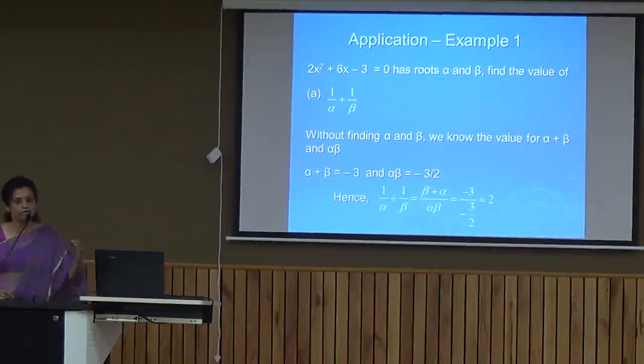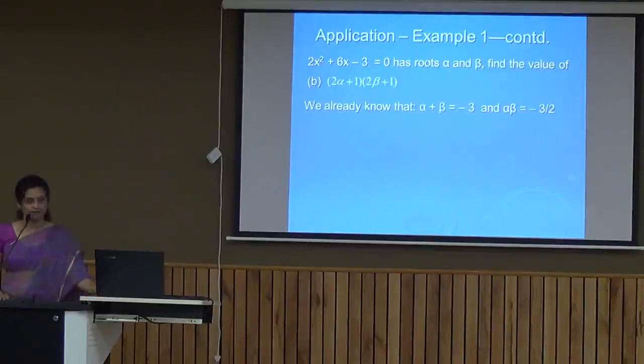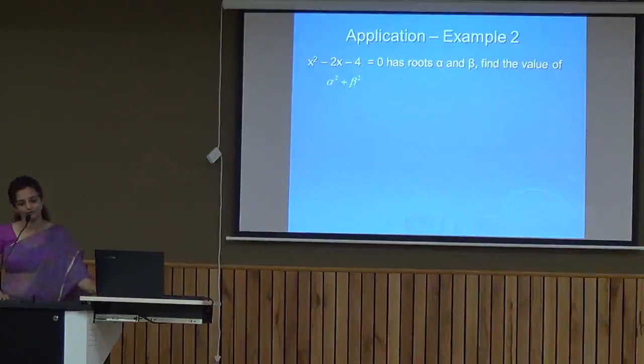And so 1 upon alpha plus 1 upon beta, you don't have to do anything. Just take the LCM and your sum is solved. That means with practice, you can actually solve this kind of question in less than a minute, I believe. Same way, same polynomial, 2x square plus 6x minus 3 equal to 0 has roots alpha and beta. Find the value of this. What are you going to do? Yes, you got it right. Multiply and solve. See, we already know sum of roots, product of roots, and expanding, you get the values.